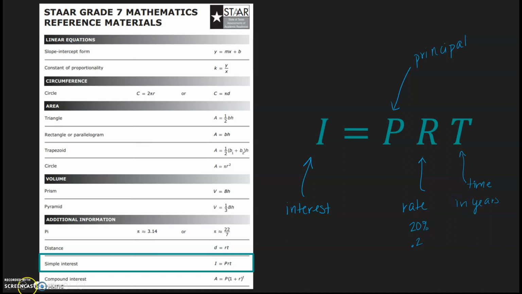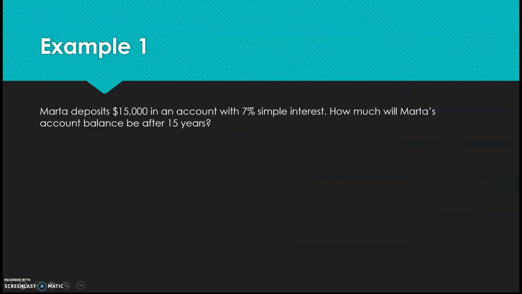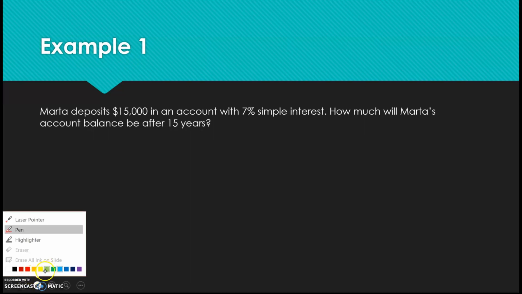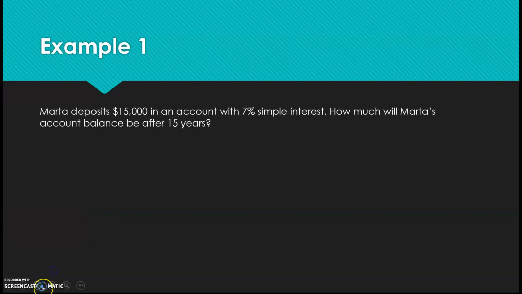Okay? So here's our examples. Example 1. Marta deposits $15,000 in an account with 7% simple interest. How much money will Marta's account balance be after 15 years? Okay, so simple interest means we're using our equation I equals PRT.